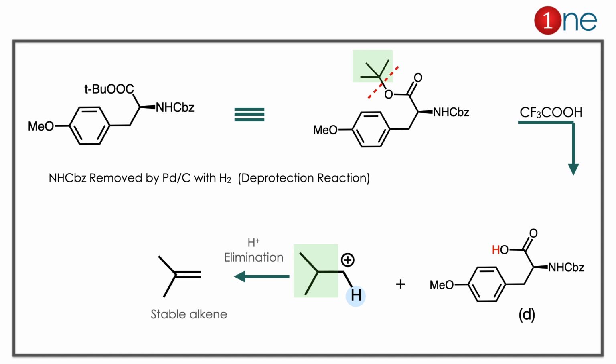The protecting group cannot be removed because you have to use palladium carbon with hydrogen. Normally it's a deprotection reaction there. So the removal of the amine is not possible. So the only possibility is the tertiary butyl group. Here the tertiary butyl group breaks, and you have a cation and acid formation.